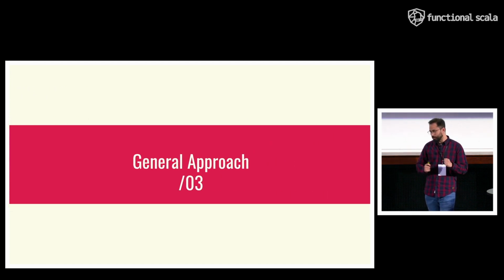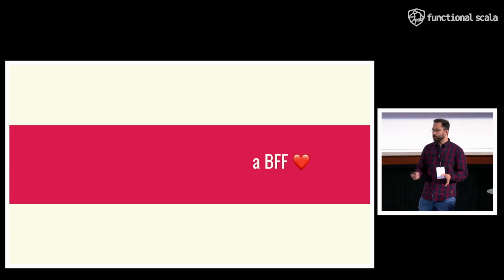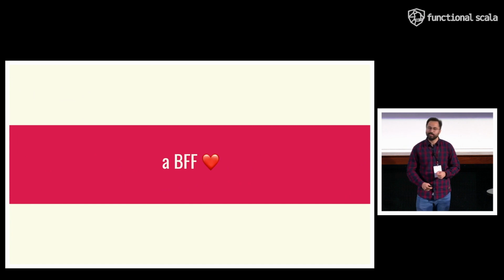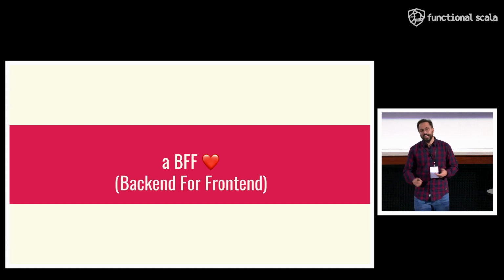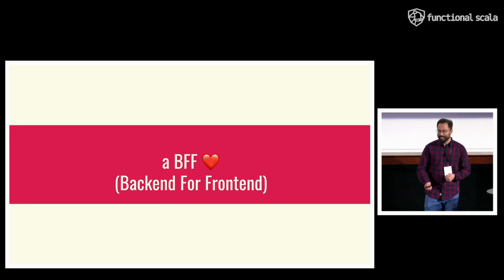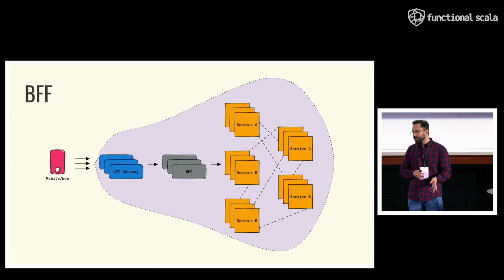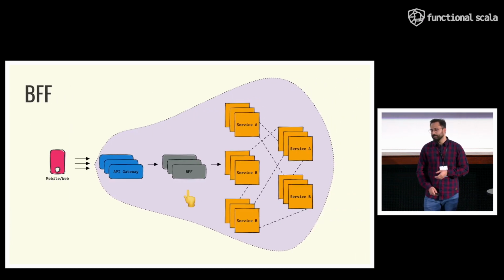So how do we solve this problem? The general way of solving this problem is a BFF, right? A best friend forever. But unfortunately, that's not going to help you in this kind of situation. What you need is a more technical way to solve the problem, which is a backend for frontend, right? It's a layer that sits between the API gateway and the services, somewhere here.